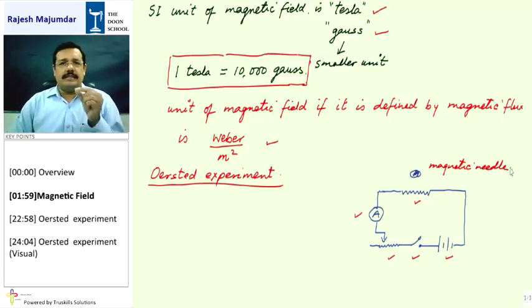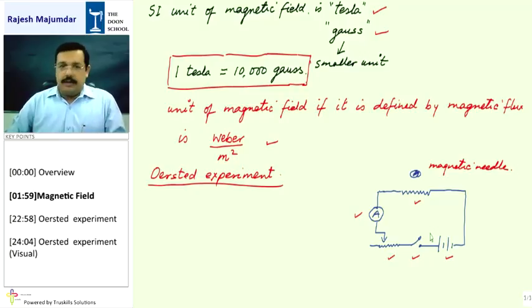A magnetic needle is nothing but a small magnet which will get deflected. It will move if there is a magnetic field at that point. So a magnetic needle or magnetic compass is nothing but a detector. It is called a detector of a magnetic field.